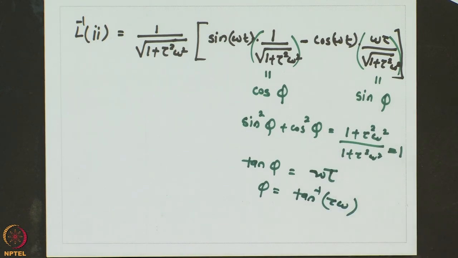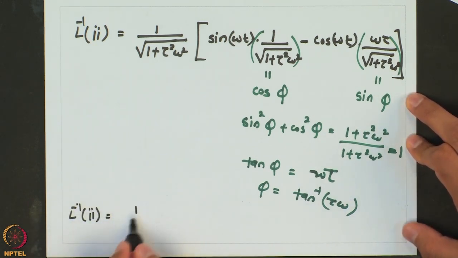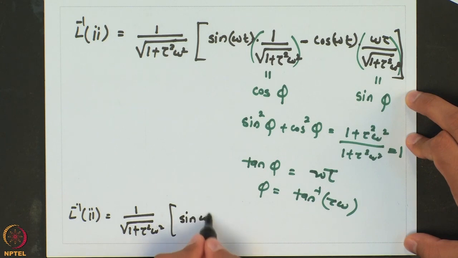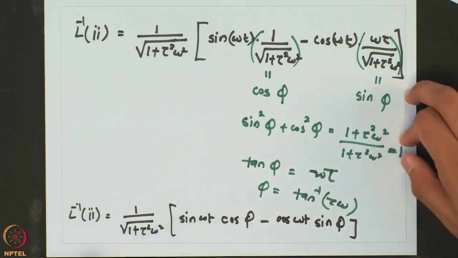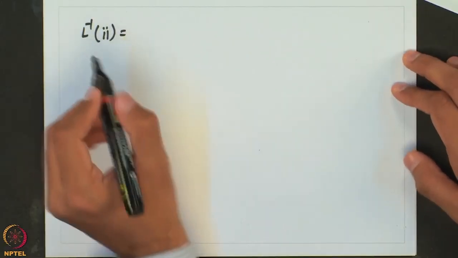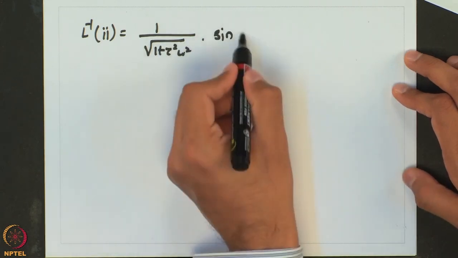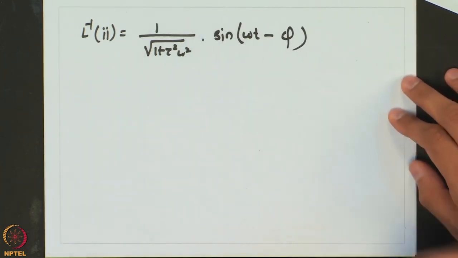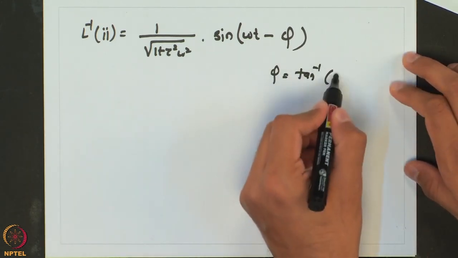So based on this definition, what we get is the Laplace inverse of this second term is 1 over square root of 1 plus tau square omega square times sine of omega t cos phi minus cos of omega t sine phi, which is equal to sine of omega t minus phi. So the second term eventually condenses to this form, where phi is equal to tan inverse of tau omega.